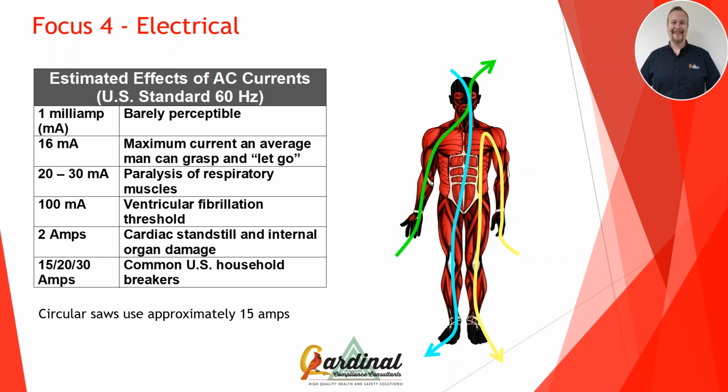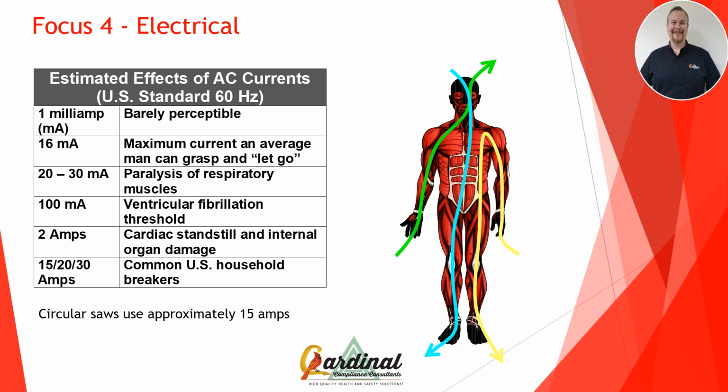Now, look at that bottom statement down there, circular saws. They use around, give or take, 15 amps. So a circular saw, we use those every day in construction, all right? You're always going to have carpenters on the site. That is well above the threshold for doing damage. At this point, a single power tool has enough power to kill you.